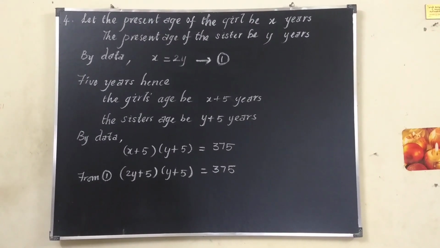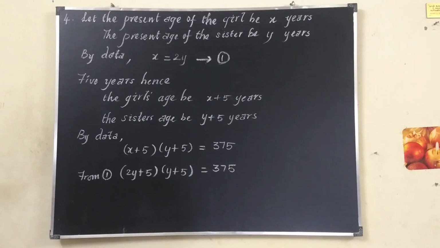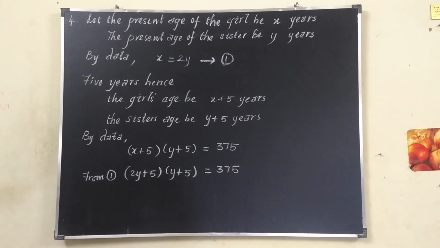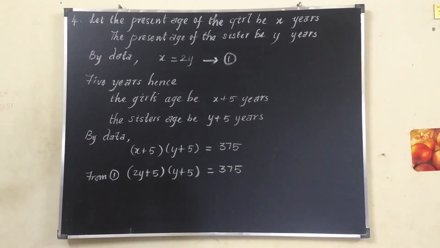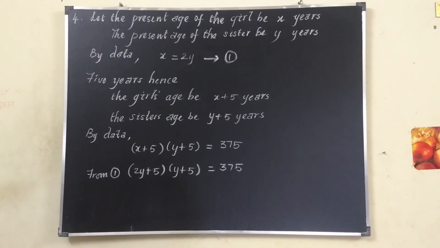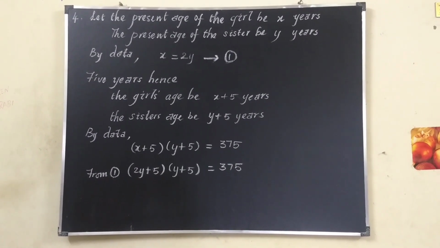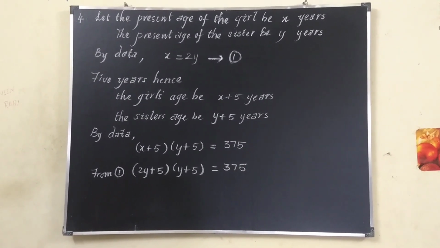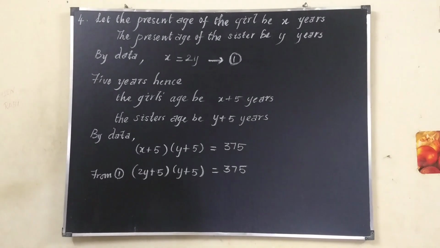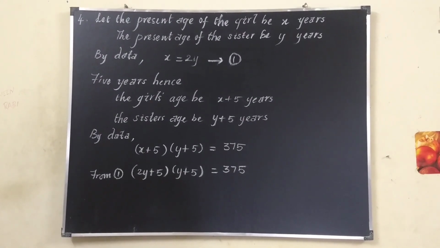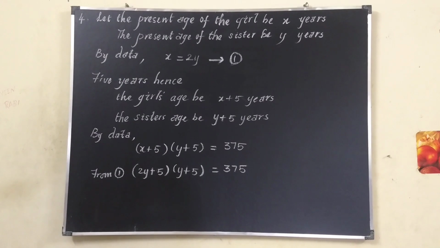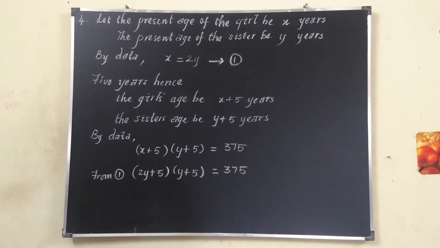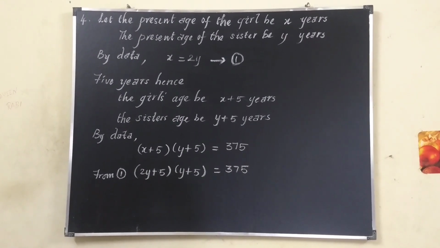Look at the fourth sum. A girl is twice as old as her sister. That means the girl's age is equal to 2 times her sister's age. 5 years hence. Hence means in the future, that is after 5 years. The product of their ages in years will be 375. Product means you have to multiply their ages. If you have a doubt about hence, from the verb we can find it out. The product of their ages will be means surely it is in the future. Find their present ages. You are asked to find the present age of the girl and also her sister.